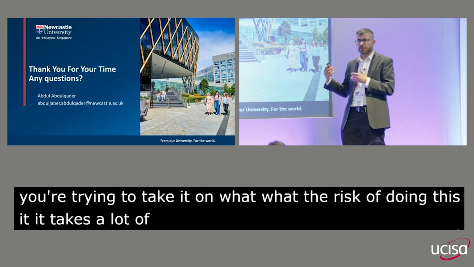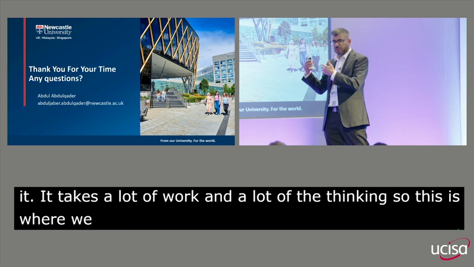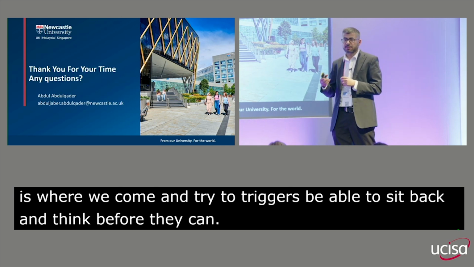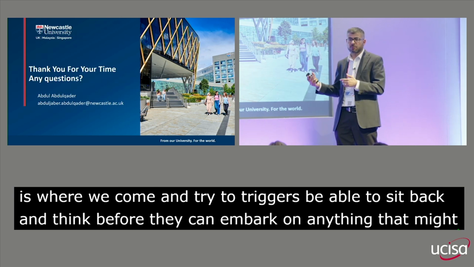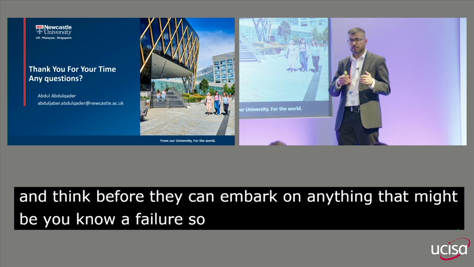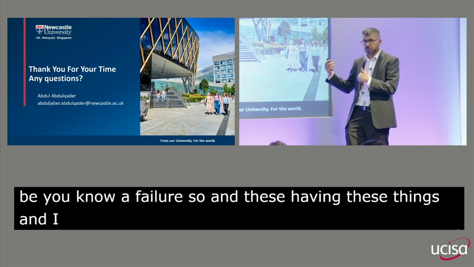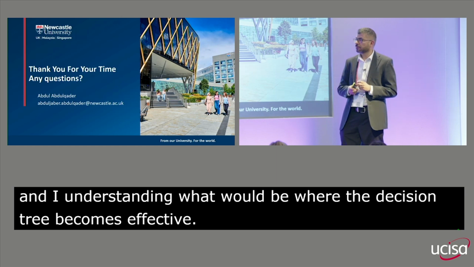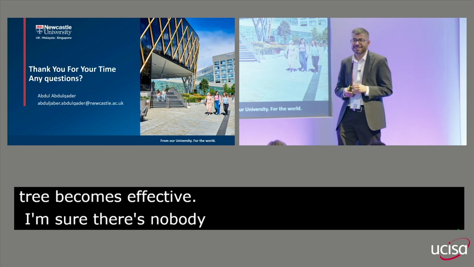So this is where we try to trigger people to sit back and think before they embark on anything that might be a failure. Having these things, and understanding where the decision tree becomes effective. I'm sure there's nobody in here who can relate to the idea of undocumented processes in universities.